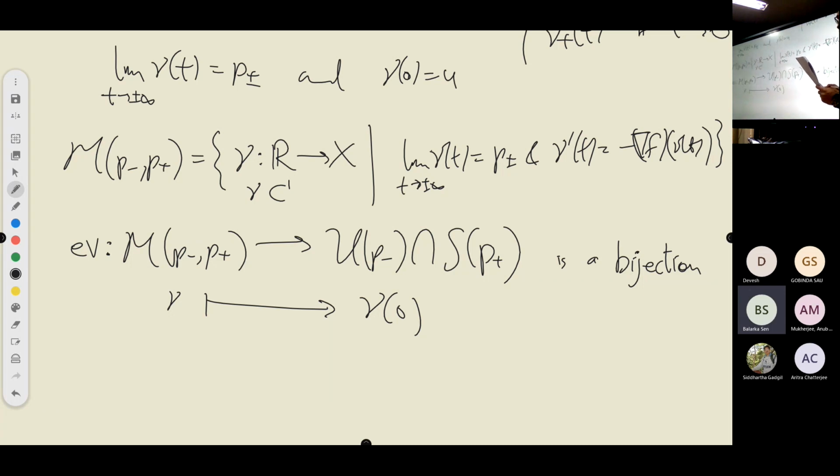Yeah, I have a question. Can you hear me? Yep, I can hear you. Okay. When you say this is a bijection, do you mean that this is up to reparametrization of the trajectories? I have not reparameterized my trajectories. In fact, if I did, then I could not talk about evaluation at 0. Ah, I see. Yeah. Okay, great. Thanks.